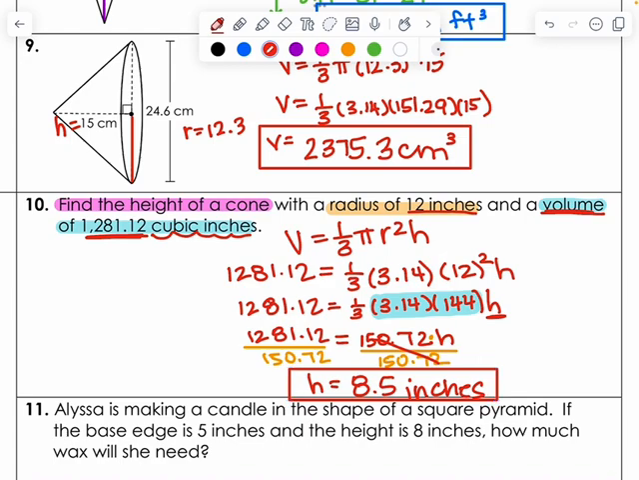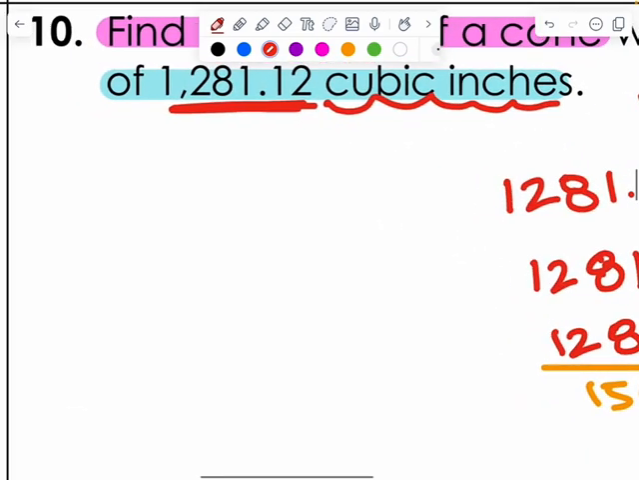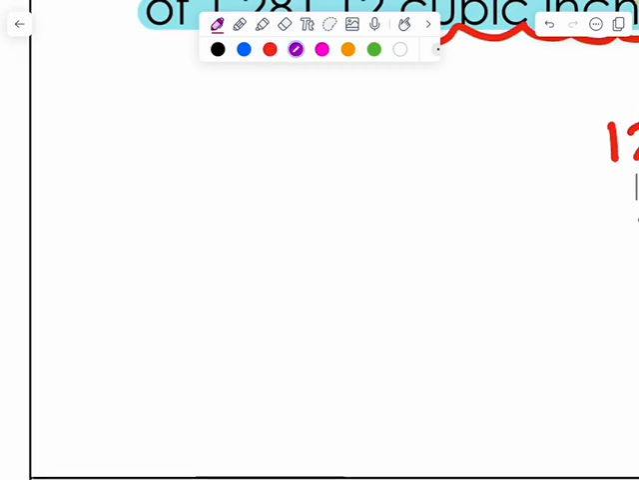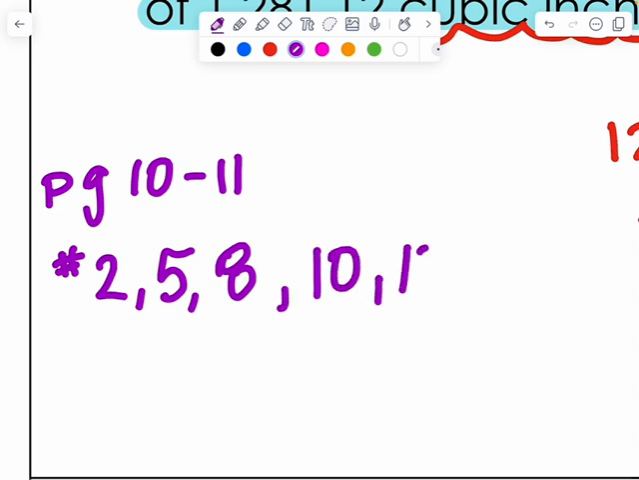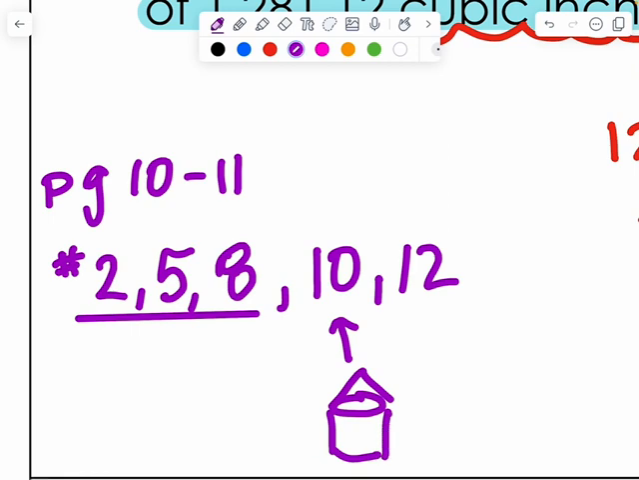Okay, so this is what I'm going to have you do. Your job is to, on page 10 and 11, do numbers 2, 5, 8, 10, and 12. These two are very straightforward. This one, you're going to have a cone and a cylinder that you're going to have to add their two volumes together. Okay? I want you to work on these 5 problems.